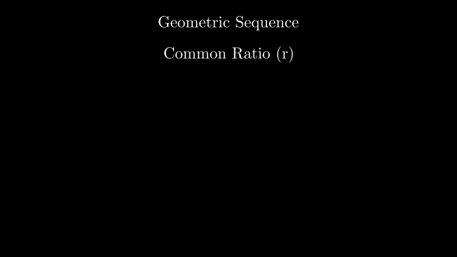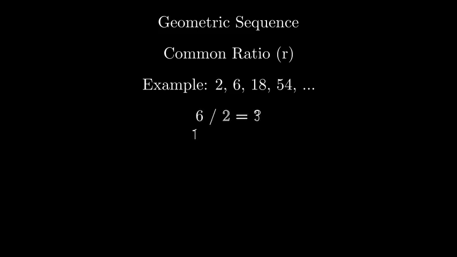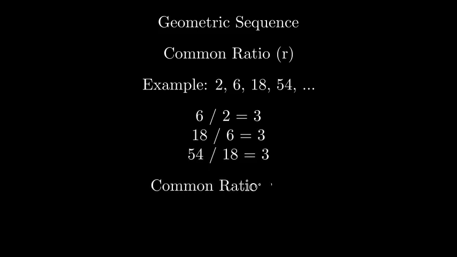Let's look at an example. Consider the sequence 2, 6, 18, 54, and so on. To find the common ratio, we can divide any term by the term that came before it. 6 divided by 2 is 3, 18 divided by 6 is also 3, and 54 divided by 18 is 3. The ratio is always the same. So for this sequence, the common ratio r is 3.